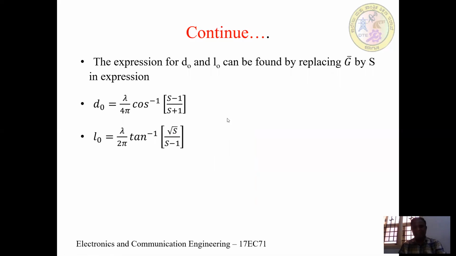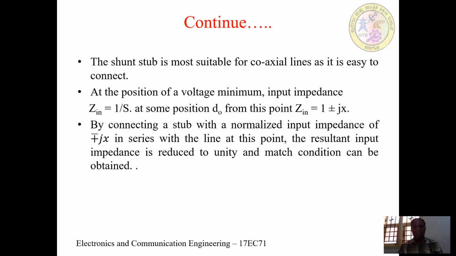The expressions for D naught and L naught can be found by replacing G bar by S. So D naught is equal to lambda by 4 pi cos inverse of root of S minus 1 divided by S plus 1. Similarly, L naught is equal to lambda by 2 pi tan inverse of root S divided by S minus 1. S is the standing wave ratio. So here I have D naught and L naught in terms of standing wave ratio.